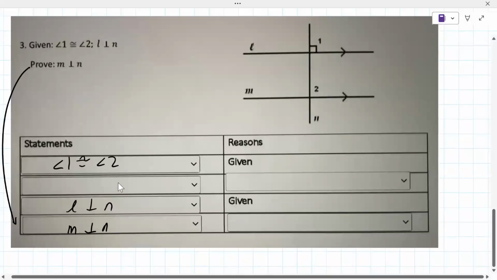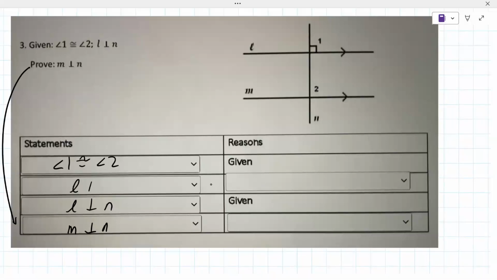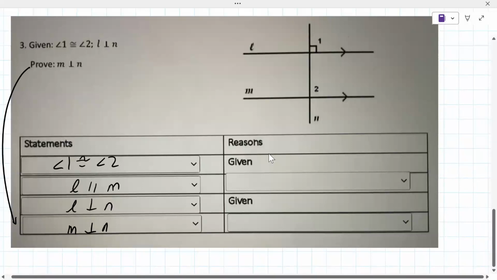Maybe we just need to say that the lines are parallel, L parallel to M. Is that a possibility? Okay. So if the angles are congruent, then we can say the lines are parallel. That means that if the lines are parallel, because the other given is that it's perpendicular, the other one's perpendicular. Okay, that's reasonable to me.